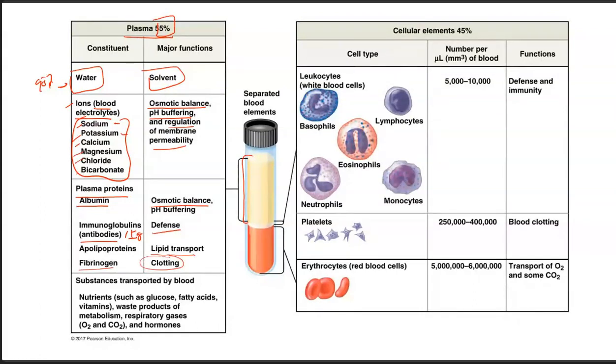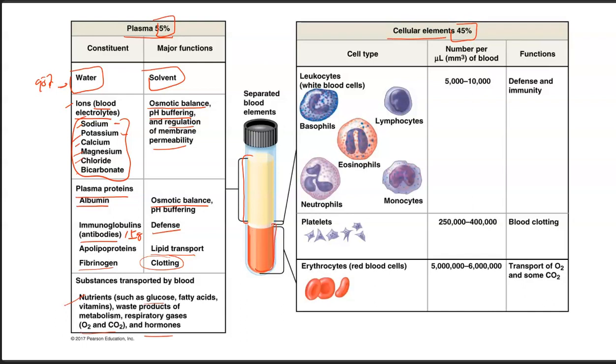Other substances that are transported by the blood include nutrients. Nutrients are also found in the plasma portion of the blood. The nutrients may include glucose, fatty acids, and vitamins. It also contains wastes from cell metabolism, respiratory gases such as oxygen and carbon dioxide, and also hormones. The other 45% of your blood is the cellular element, so it will be at the bottom.